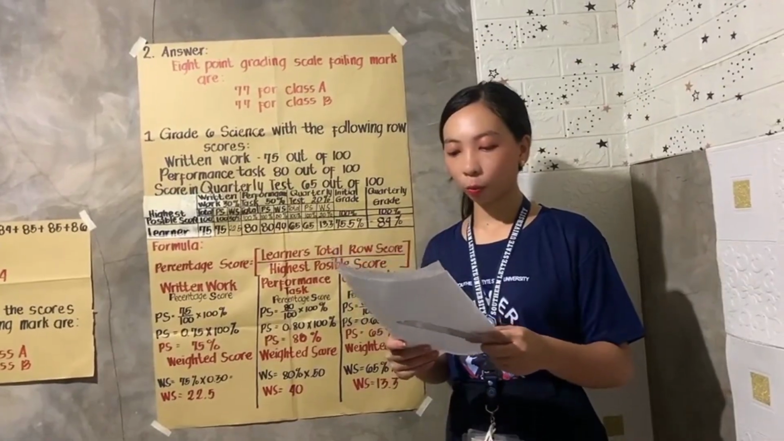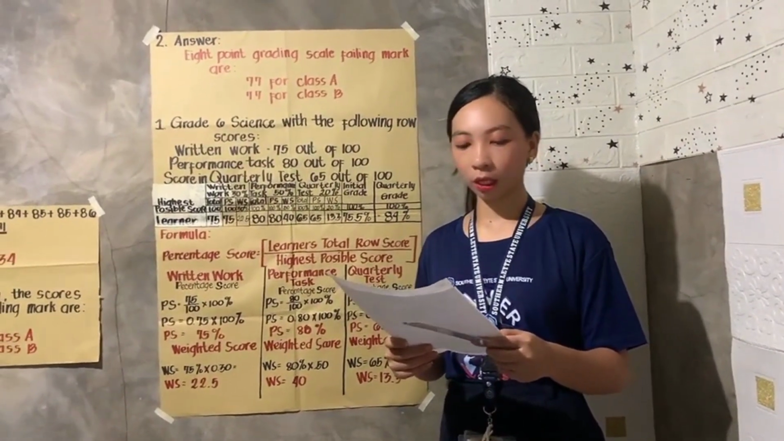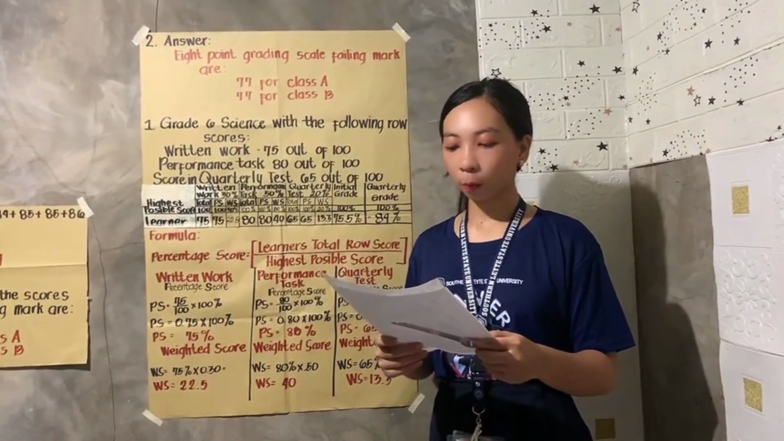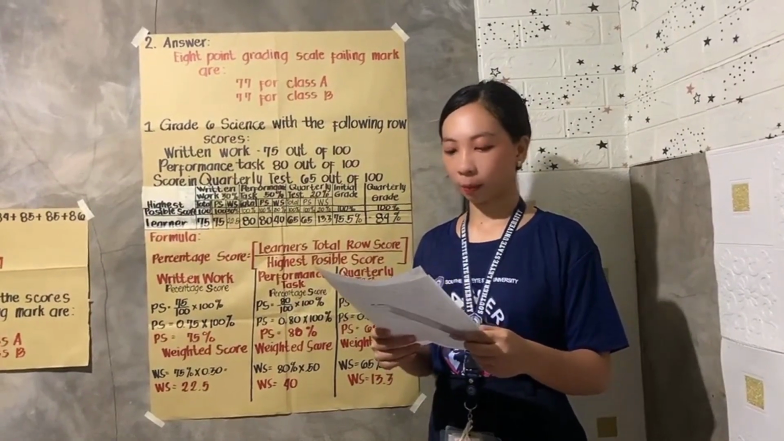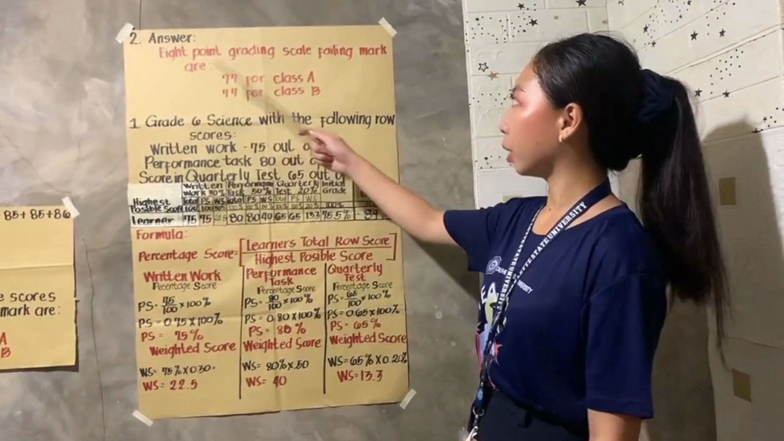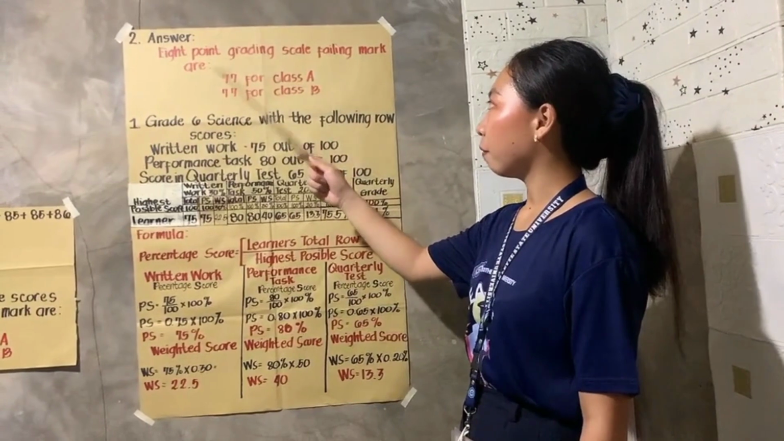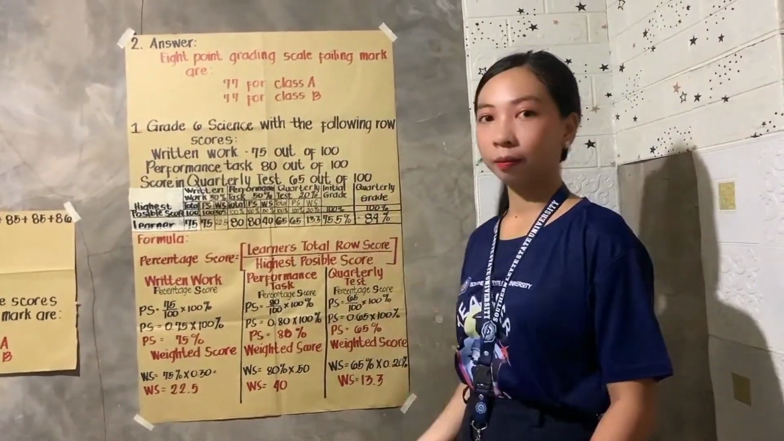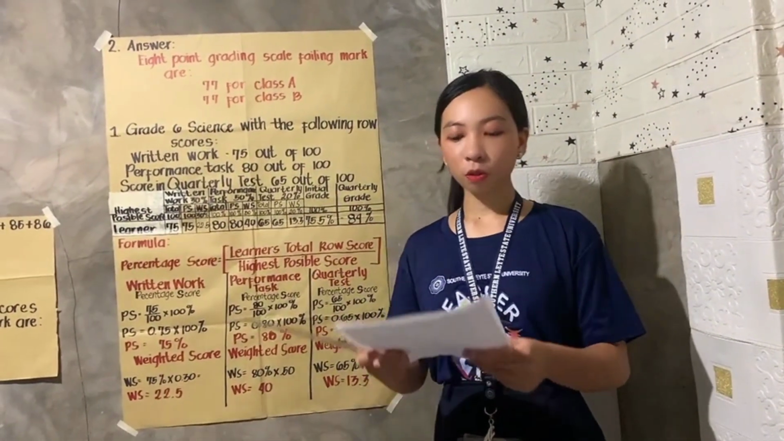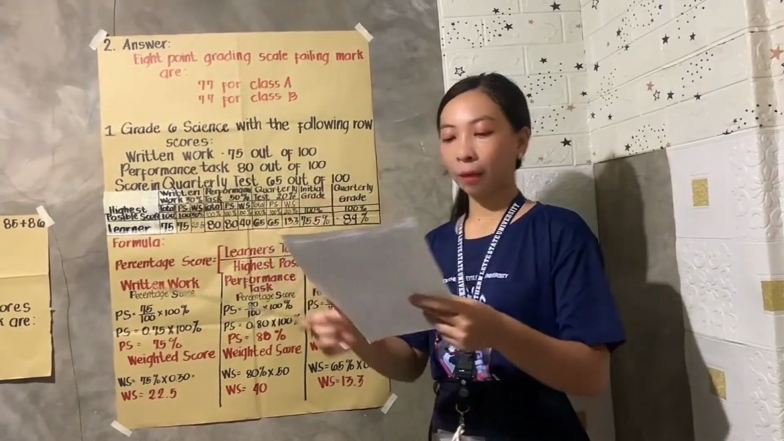Using a norm reference with an 8-point grading scale, determine the scores that would get a failing grade. How is it compared to the previous grading system? So my answer for that is, with the 8-point grading scale, the failing marks are 77 for class A, 77 for class B. So the previous grading system is not as fair as this grading system. The 8-point grading is more appropriate than the previous grading system.